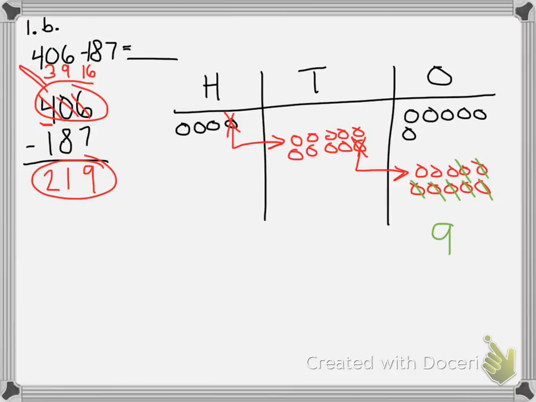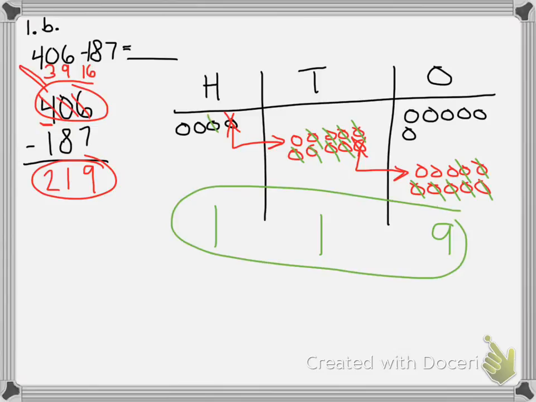Then I am subtracting 8 from the center. So 1, 2, 3, 4, 5, 6, 7, 8. So I have 1 left over. Then I'm subtracting 1 from here. So I get 219, sorry, 219, just like I did over here.